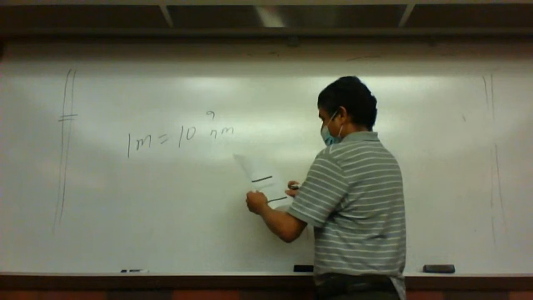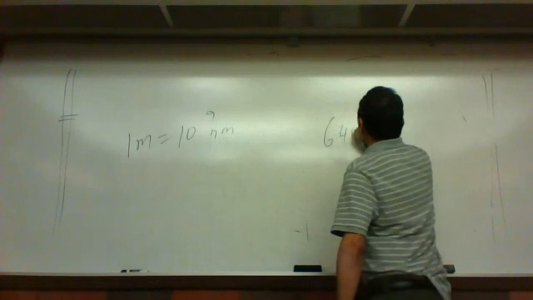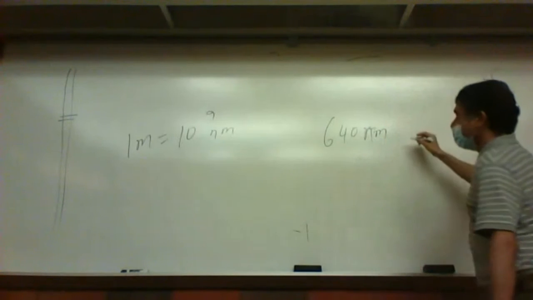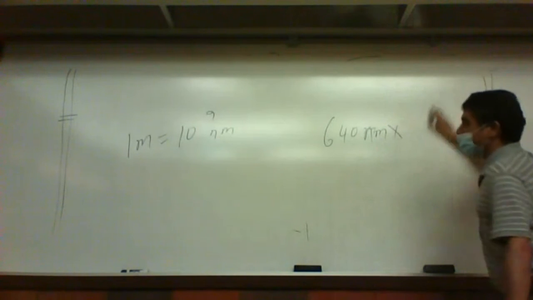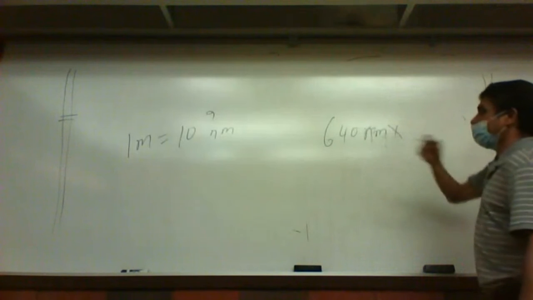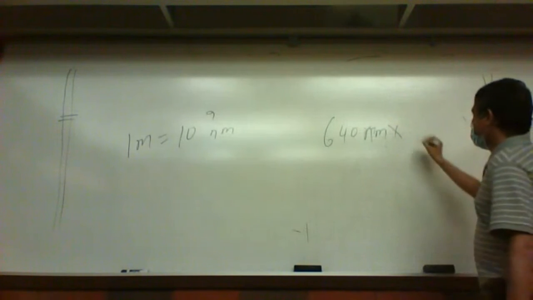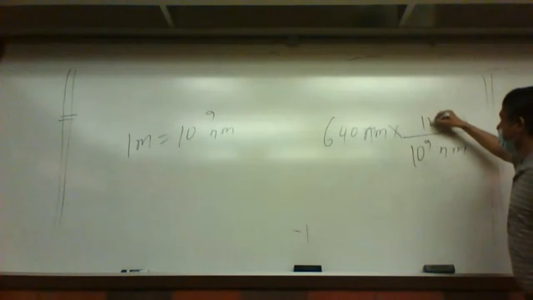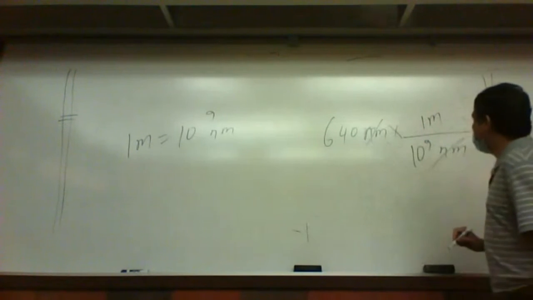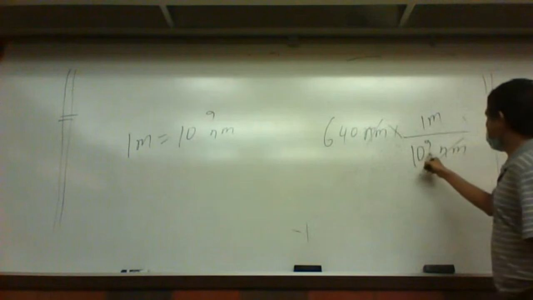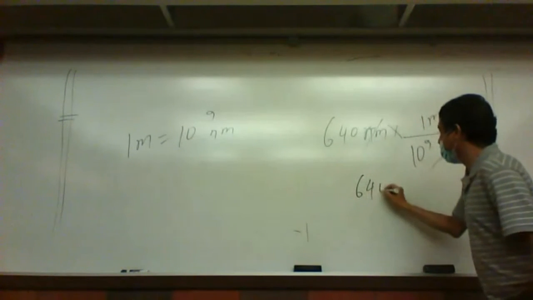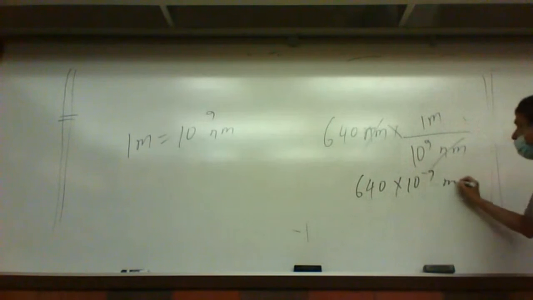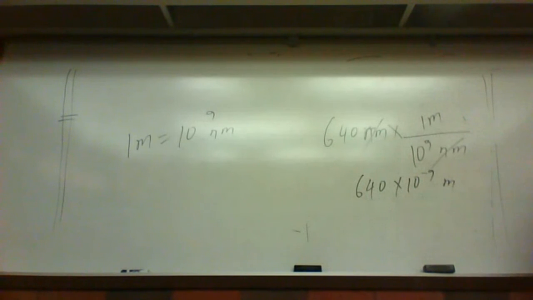So let's say there were 640 nanometers, and I was converting it into meters. So I put that factor in such a way that my nanometer cancels. I put the 10 to the power 9 nanometer down here, and then 1 meter up here. Now nanometer cancels, and I have 640 over this 10 to the power 9. I want to put this up there, so I put 10 to the power minus 9. This goes up. Make sense?